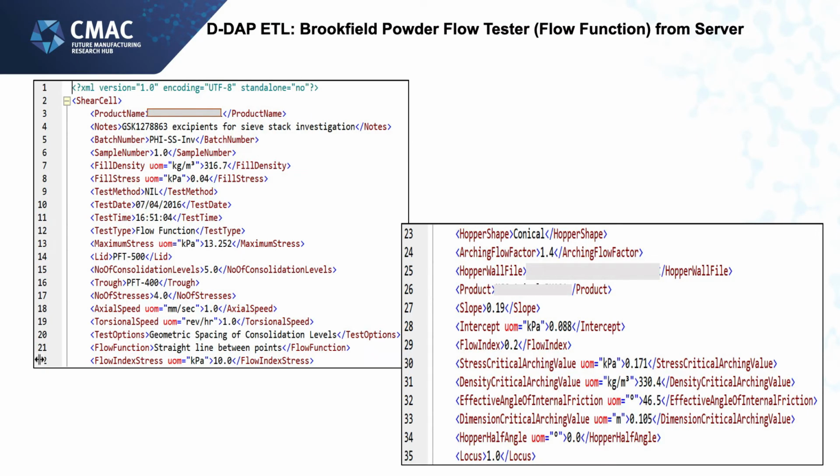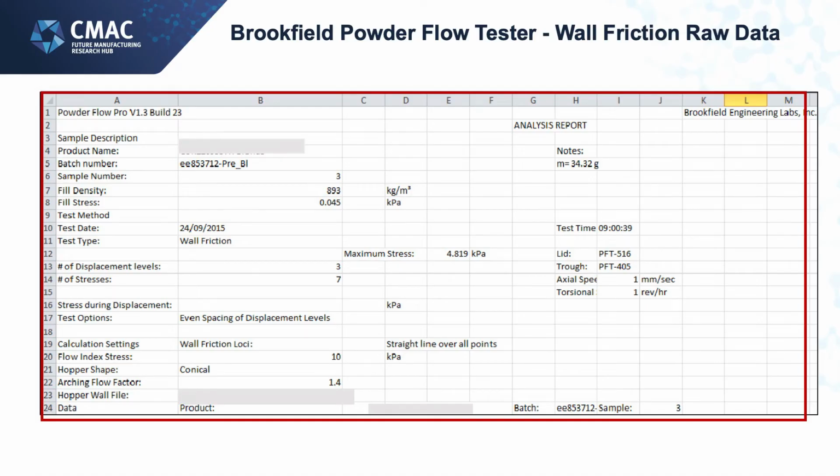So with the D-DAP extractor, you can see this data that I have shown you before has been converted into XML format. This is coming from the Brookfield shear cell related to flow function. So this is wall friction data coming from the Brookfield shear cell, again another Excel sheet. Sometimes data is available vertically.